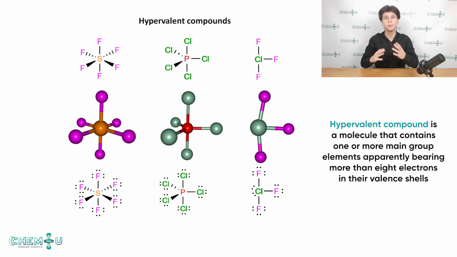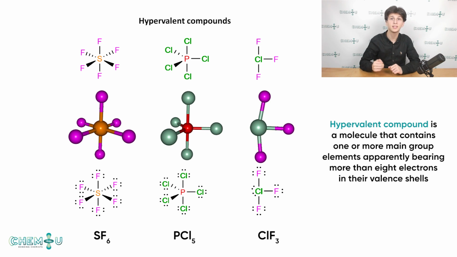A hypervalent compound is a molecule that contains 1 or more main group elements, apparently bearing more than 8 electrons in their valence shells. Phosphorus pentachloride PCl5, sulfur hexafluoride SF6, chlorine trifluoride ClF3 are examples of hypervalent molecules. Their formulas, 3D models, and Lewis structures can be seen on the screen now.